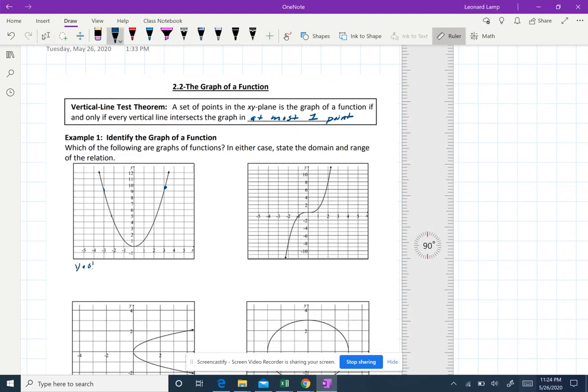Now, of course, it says in either case, whether it's a function or not, you need to give the domain and then give the range. So now you want to be able to give the domain and range by looking at the graph. Remember, the domain was all the inputs. So basically, the domain is all the x values that you're substituting in, and the range is all the y values that are a result of plugging in those x's.